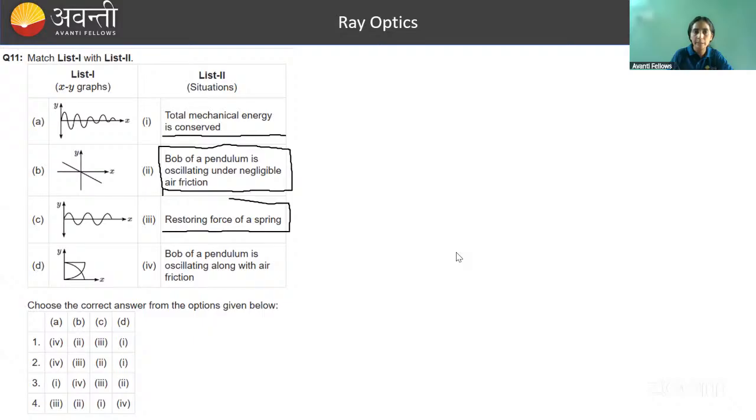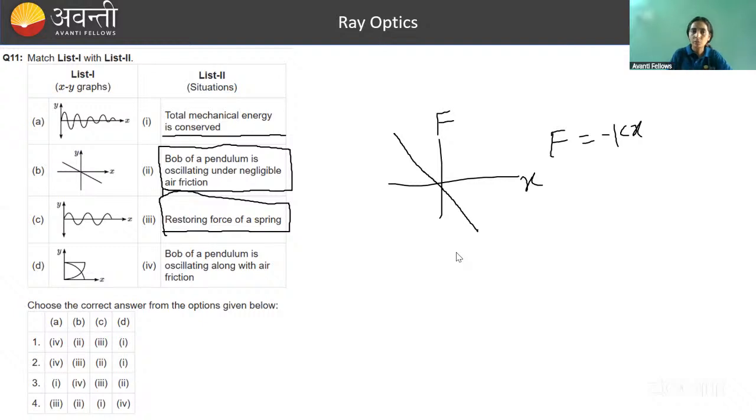Restoring force of spring. स्प्रिंग के रीस्टोरिंग फोर्स का फॉर्मूला क्या होता है, minus kx. और F, अगर ये F है और ये x है, F equal to minus kx का डायग्राम ऐसा होगा. So seems like B is the correct option for this. ठीक है. Where y is F and x is x. राइट है. Bob of pendulum is oscillating along with air friction.